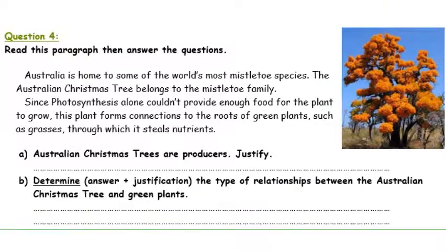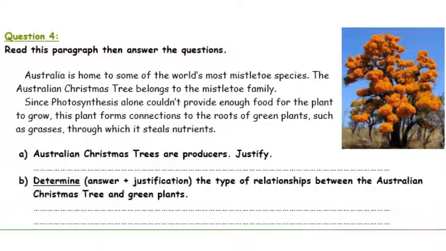While explaining the lesson, I gave you a quick information about the mistletoe plants. Let's see them in this question. Australia is home to some of the world's most mistletoe species. The Australian Christmas tree that is shown in the figure belongs to the mistletoe family.